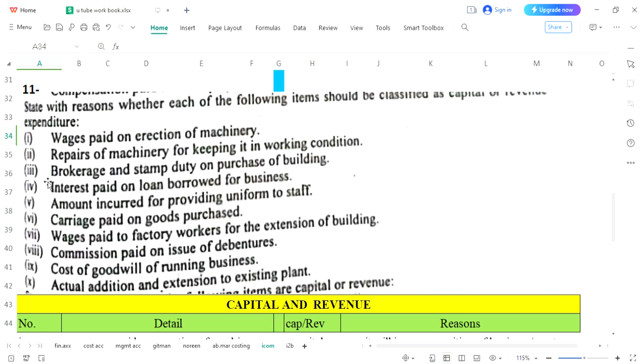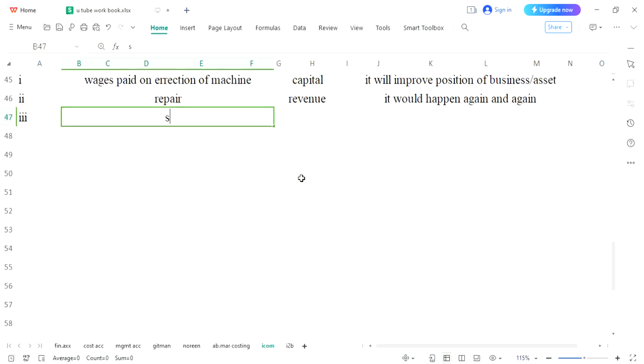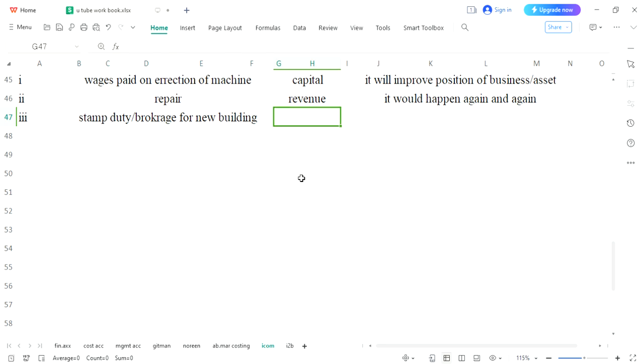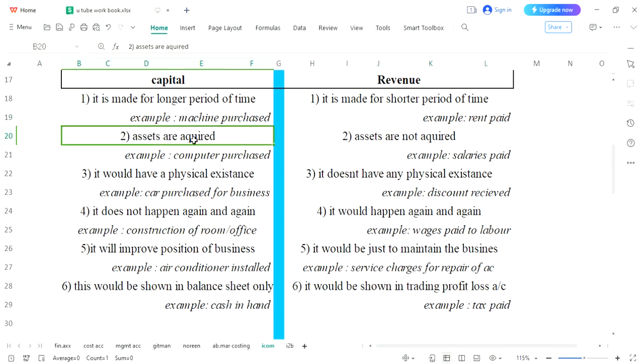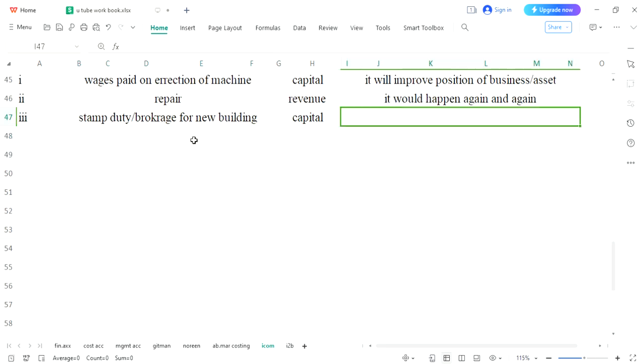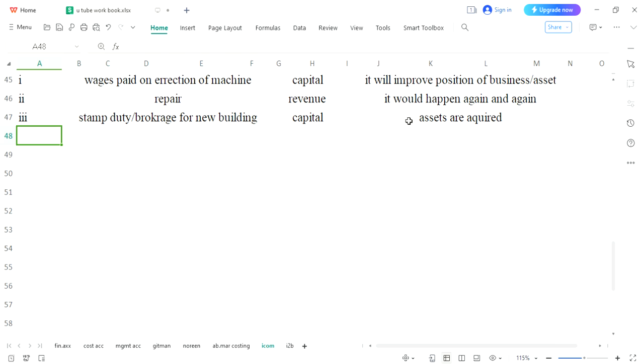Please underline this word, whatever this story is. We are working for the purchase of new building. So we are acquiring a new asset. So stamp duty or brokerage for new building. I have told you what word I was requesting to underline: purchase of new building. Please note it down. Whatever the story of this expense is, we are entirely depending upon this word. We have bought a new building, so it would not happen again in a shorter period of time. We have called it capital. Since we have bought a new building, a new asset is acquired, the best reason, and we will post it. So we have decided if brokerage is paid for a new asset, it would be considered as your capital.